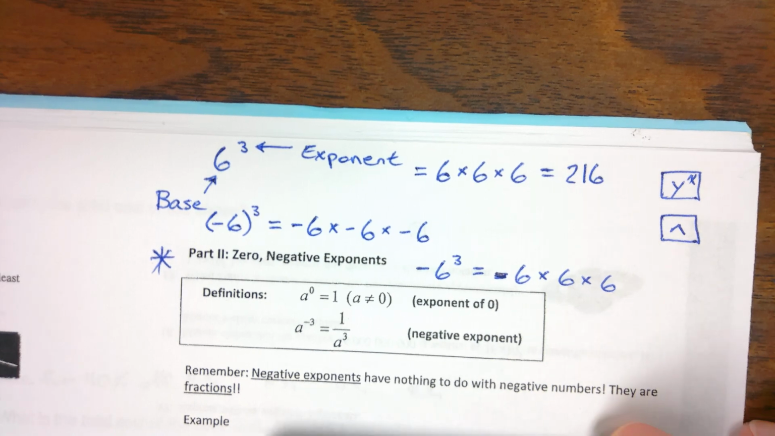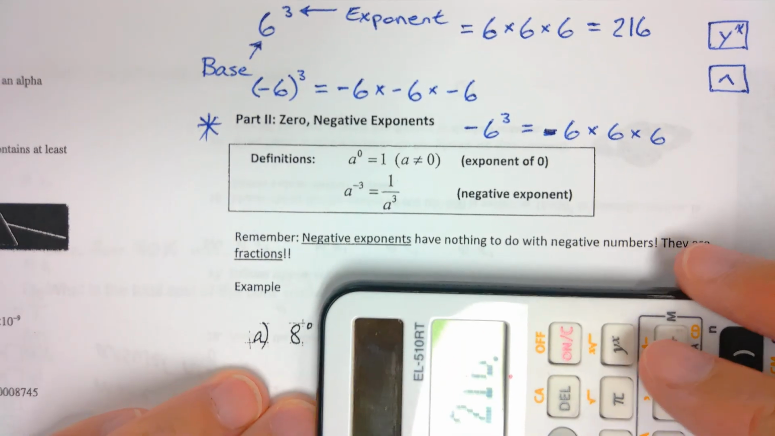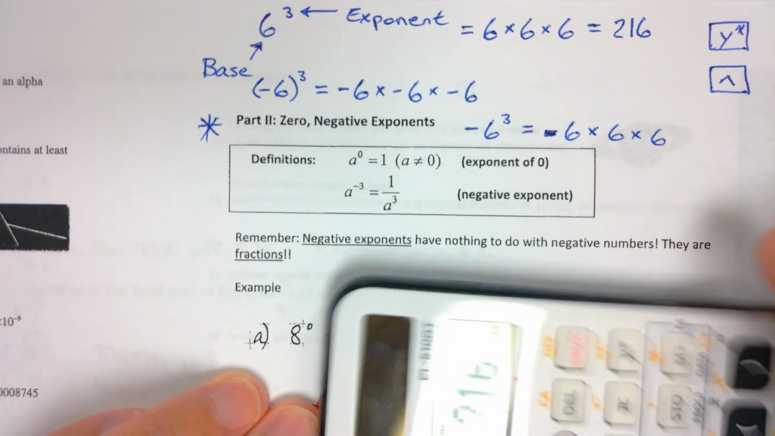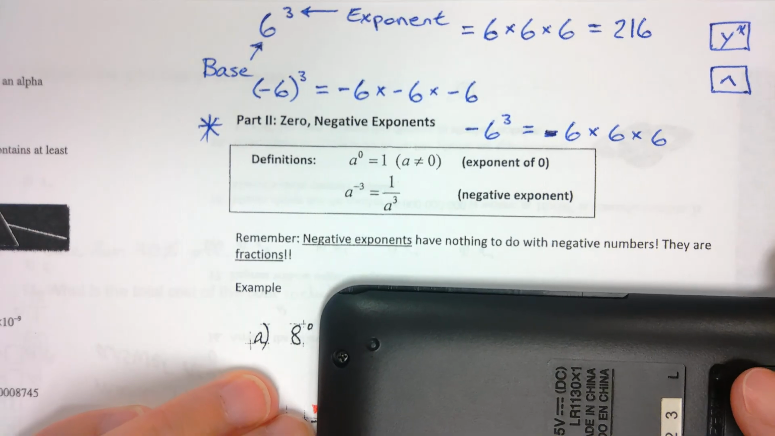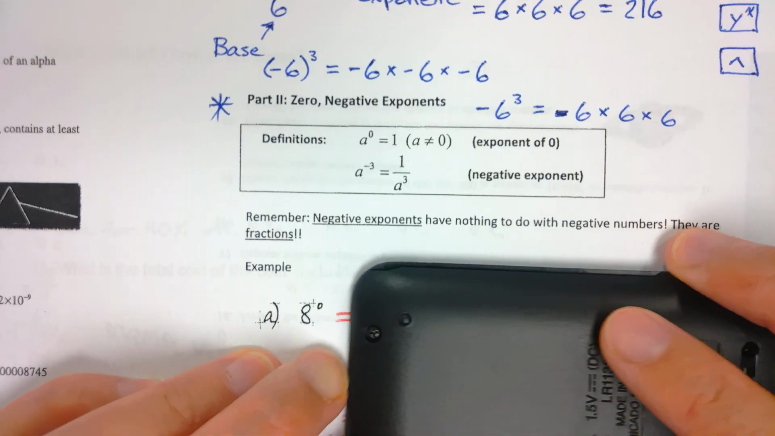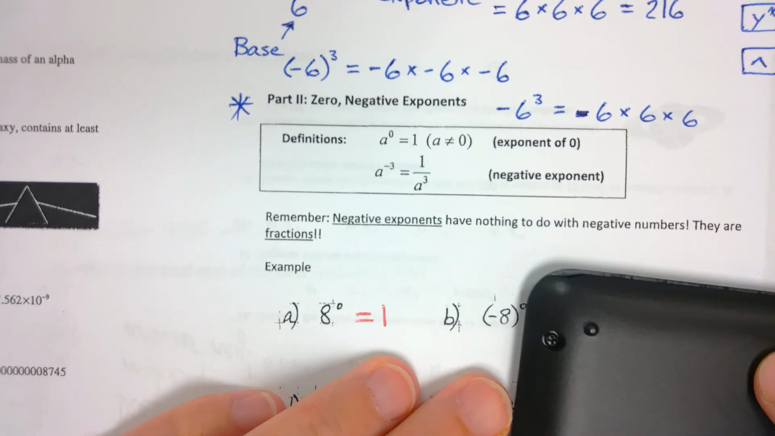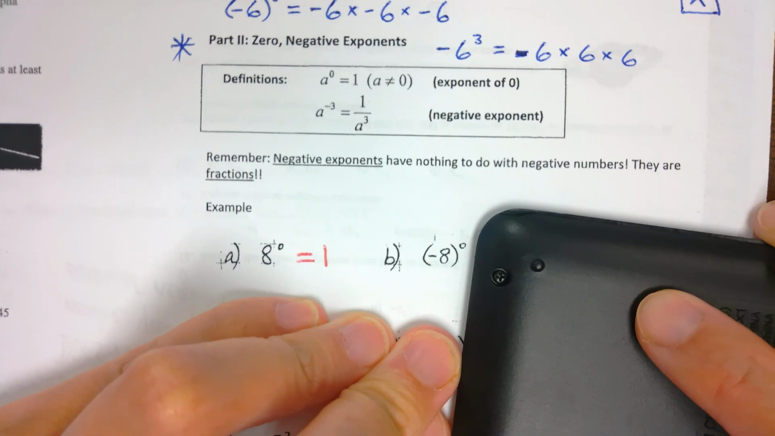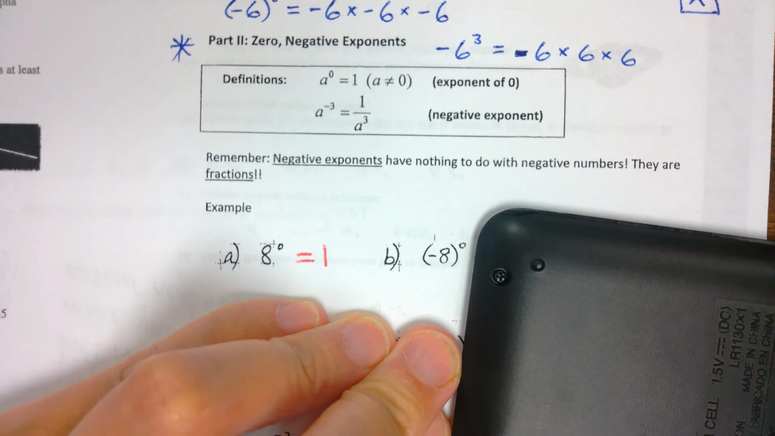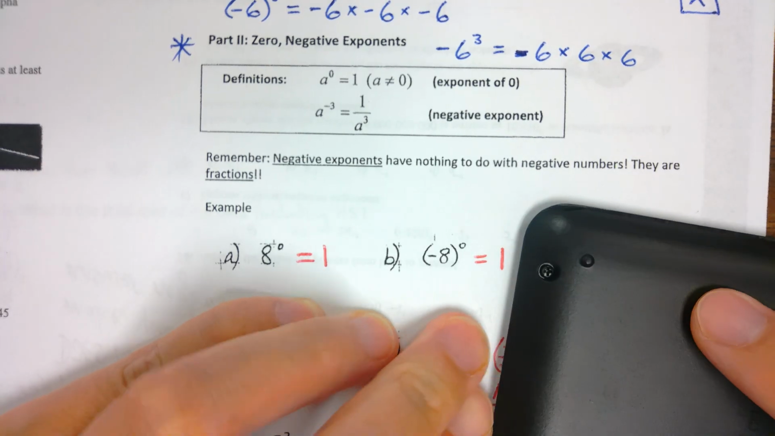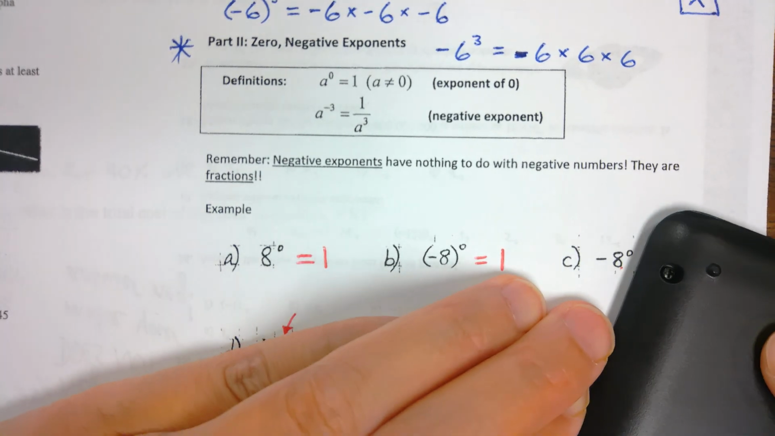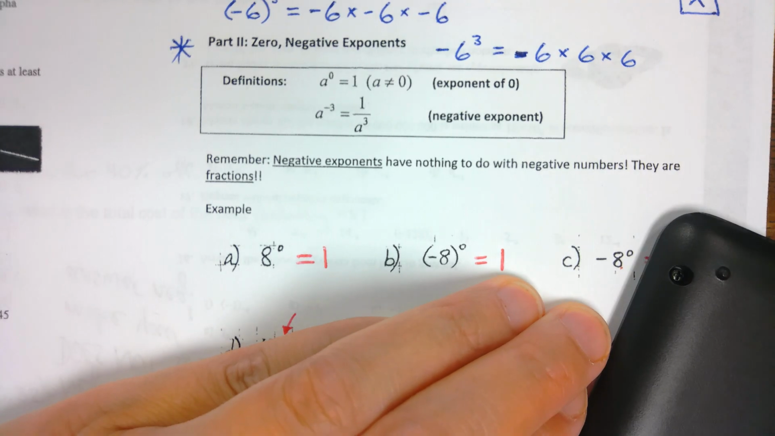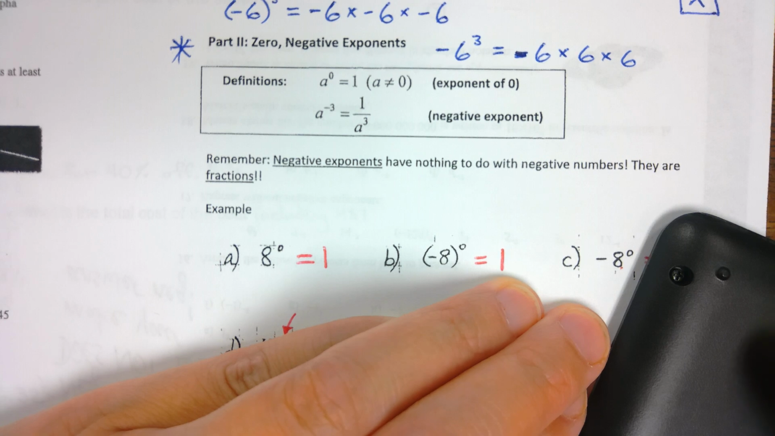All right, so let's do the first one together. 8 to the power of 0. 8 to the power of 0. Vincent, 1, because we just said that. Okay, -8 to the power of 0, with -8 in brackets. Also 1. Okay, and then for the same reason as what we said above, what is -8 to the power of 0 with no brackets? What does this equal, Vincent?